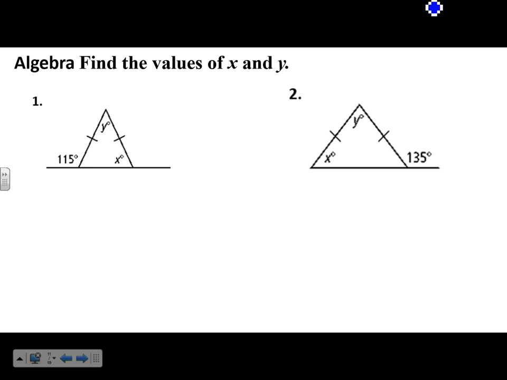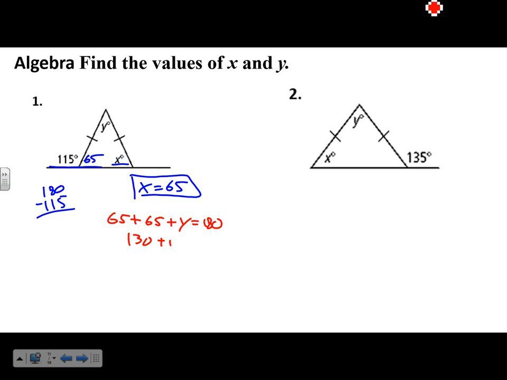The way that a lot of you are going to do it is you're going to say, all right, this is a linear pair, it's a straight line. So 180 minus 115 is going to give me this interior angle here. That angle is 65. Since it is an isosceles triangle, that means x is equal to 65 because the base angles are congruent. So that gives me this one. And last but not least, in our triangle, we have 65 plus y is equal to 180. That is 130 plus y is equal to 180. Subtract 130. Y is equal to 150.